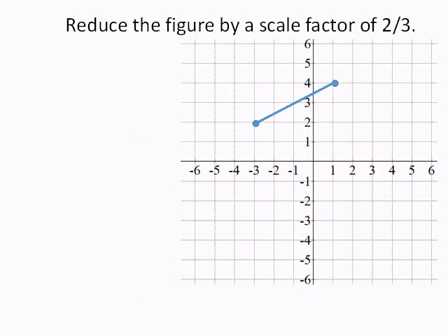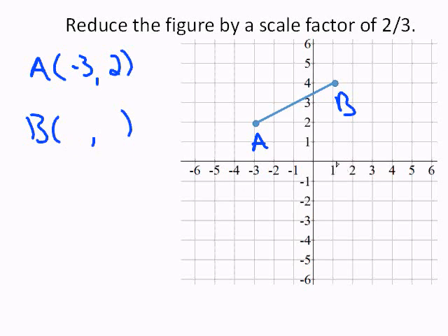Again, the first thing I'm going to want to do is label my points A and B if it's not already done for me. Now, A is the point -3, 2. And B, in this case, is going to be my point 1, 4. Now, when I multiply those values by 2/3, I'm going to end up getting some fractions.